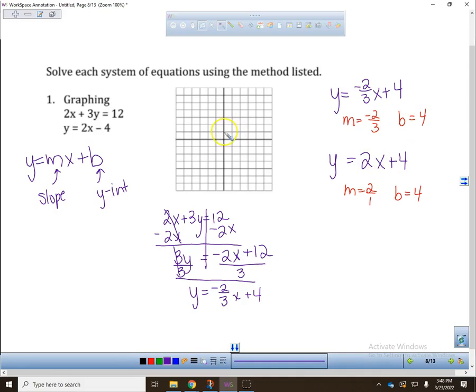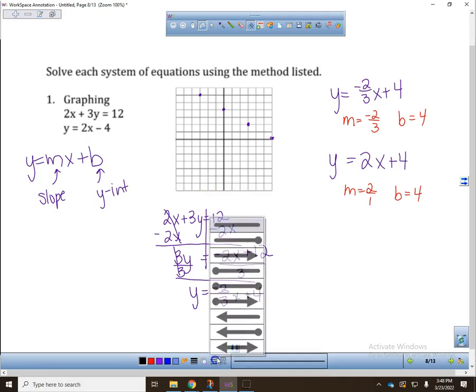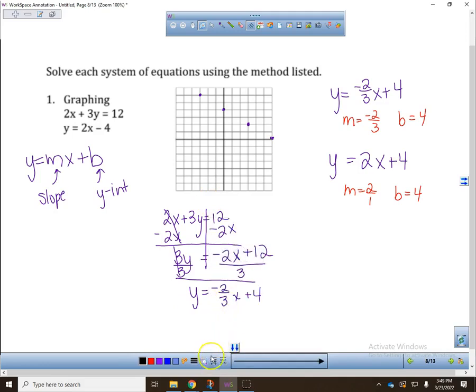So let's start with a y-intercept of 4 and a slope with a negative 2 rise and a run of 3. Negative 2, run of 3. I'm going to go backwards, 2, run of 3. All right, so I'm going to go ahead and draw a line here. Try to get it. Nope. Let's try that again. As straight as possible. Okay.